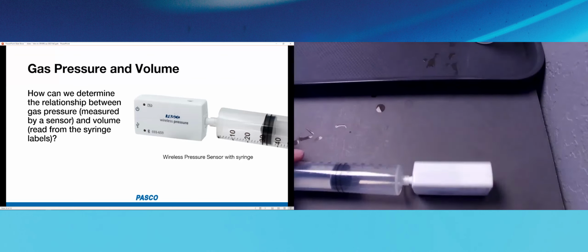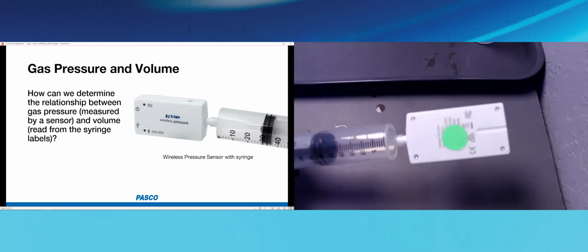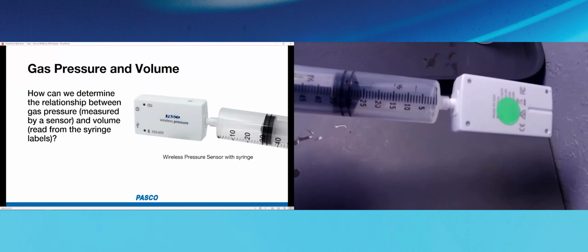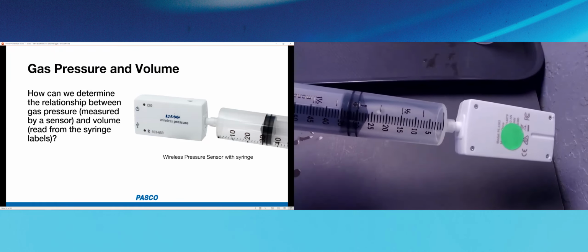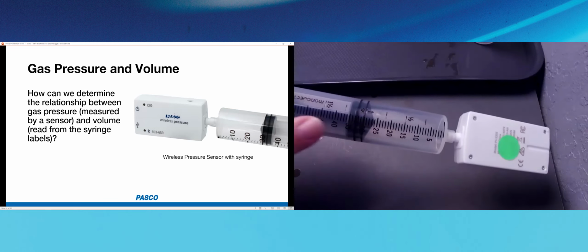Well, I don't have, at least on hand, a sensor that can do that, but I could take advantage of the fact that this syringe, which happens to be included with the wireless pressure sensor, has some markings on it, the volume in milliliters.